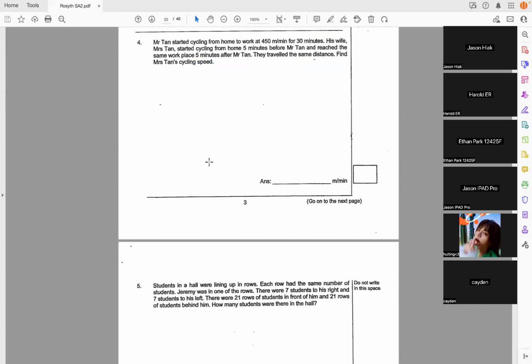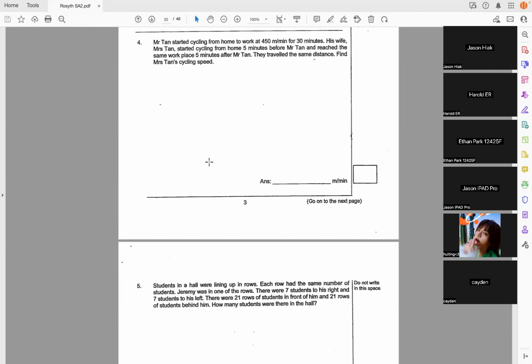Okay, Mr. Tan started cycling from home to work at 450 meters per minute for 30 minutes. So 450 meters per minute is the speed of Mr. Tan cycling. His wife, Mrs. Tan, started cycling from home 5 minutes before Mr. Tan and reached the same workplace 5 minutes after Mr. Tan. They traveled the same distance. Find Mrs. Tan's cycling speed.